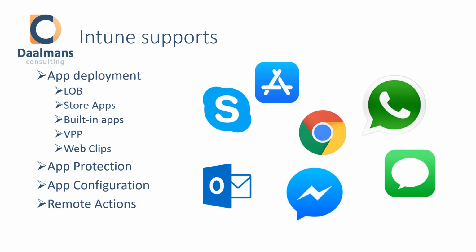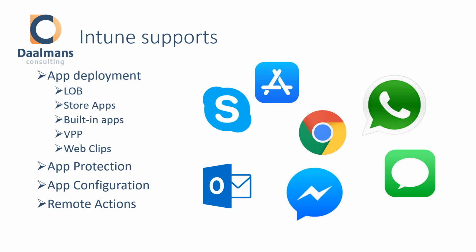For app deployment, we can do a lot of things. We can deploy line of business apps, our own apps we develop, or apps where we hire a software company to develop them. Those apps can be wrapped for app protection, but they don't reside in the Apple Store. So we sideload those apps via Intune to the iOS device. We can use store apps. We can pull them down directly from the stores. We can use built-in apps.